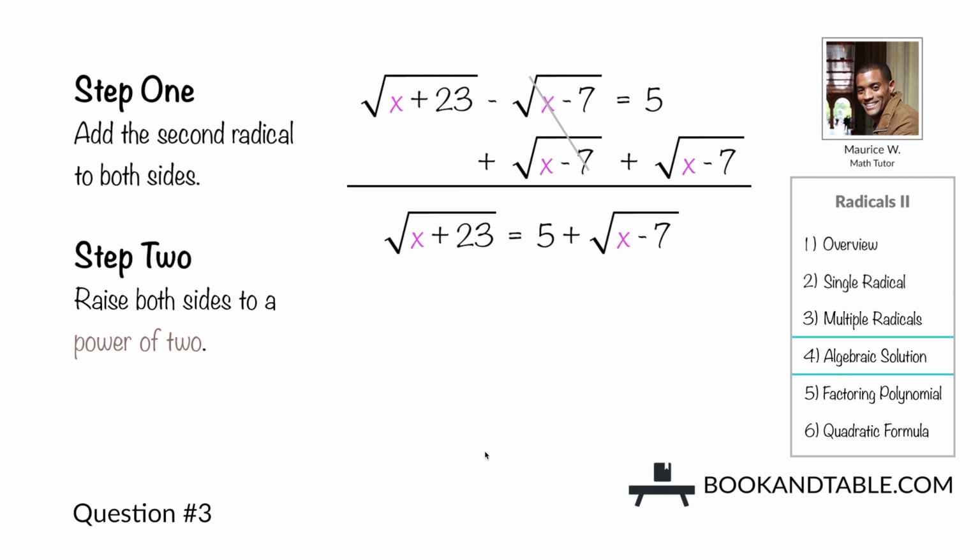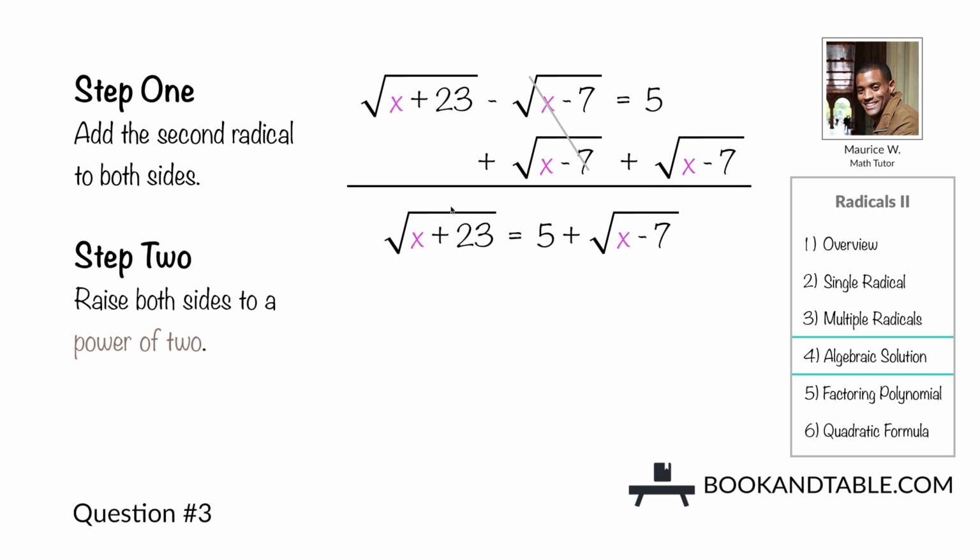Question number 3, we were given the square root of x plus 23 minus the square root of x minus 7 is equal to 5. To isolate the first radical, step 1, add the second radical to both sides. These cancel each other out, leaving you with just the square root of x plus 23 on the left side. And on the right side, we have 5 plus the square root of x minus 7.